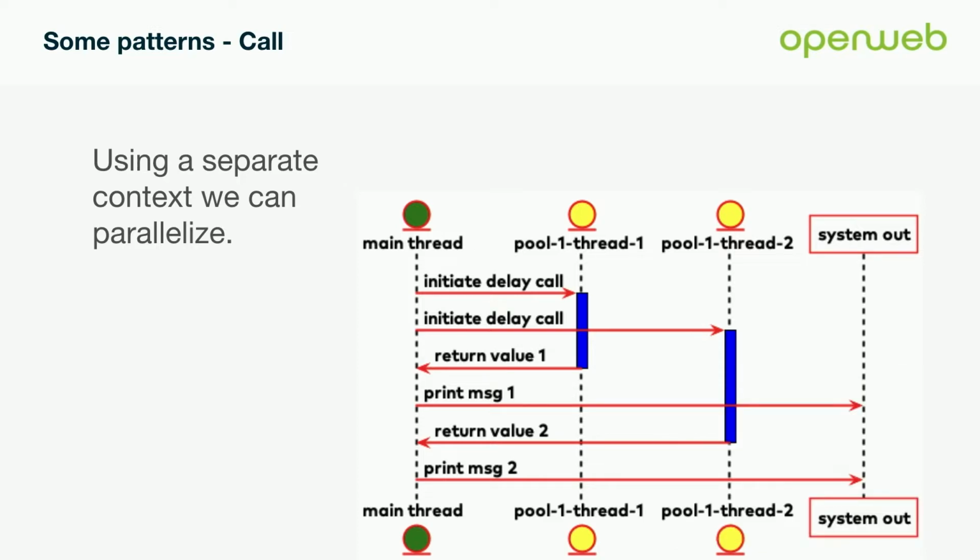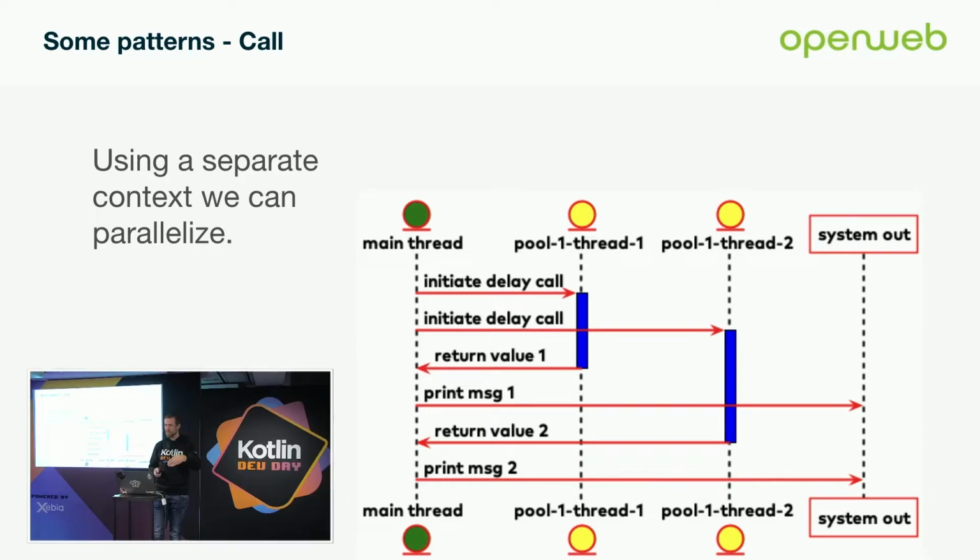So that's this picture, yeah. So here, since it's suspended, it still runs on the main thread, but then the delay call is called into the separate context that has, in this case, 2 threads. So therefore it can do more work than you would expect. And also because of this, the main thread is never really blocked, which is also nice.